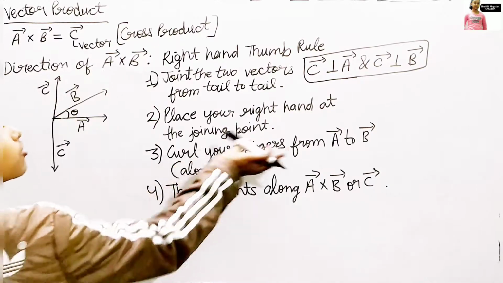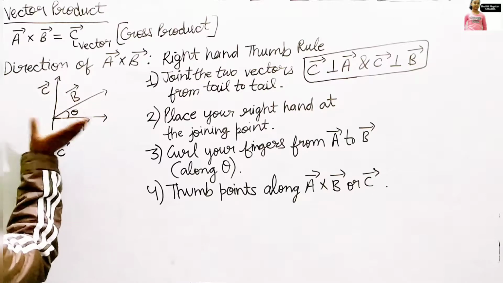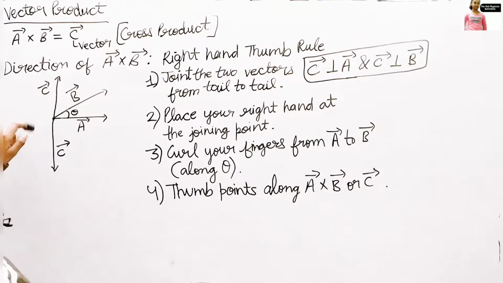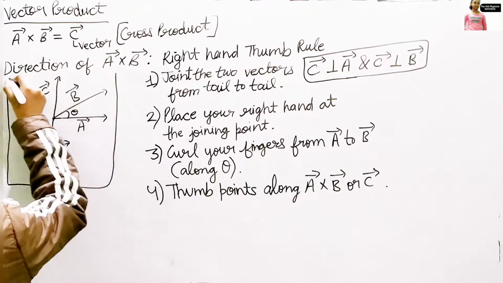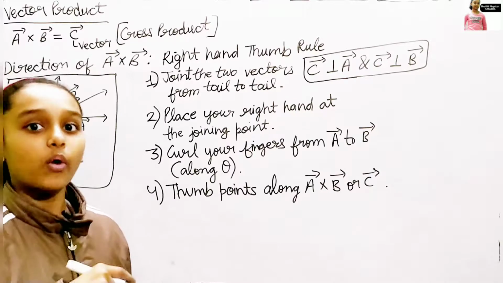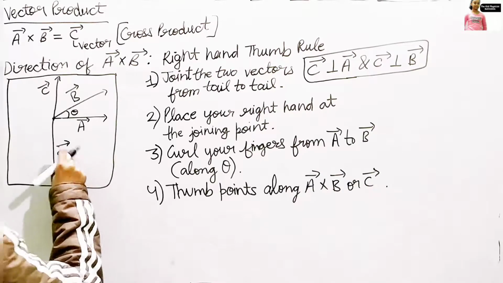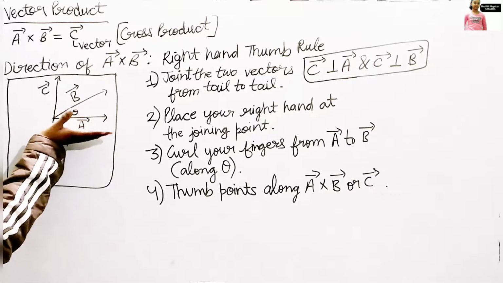Curl your fingers from A to B along theta. It is saying to curl the fingers, and wait a second, suppose these vectors are in a plane. Always the vectors are in a plane, because our chapter, motion in a plane, is going on in kinematics. Now let us do it: curl your fingers from A to B.